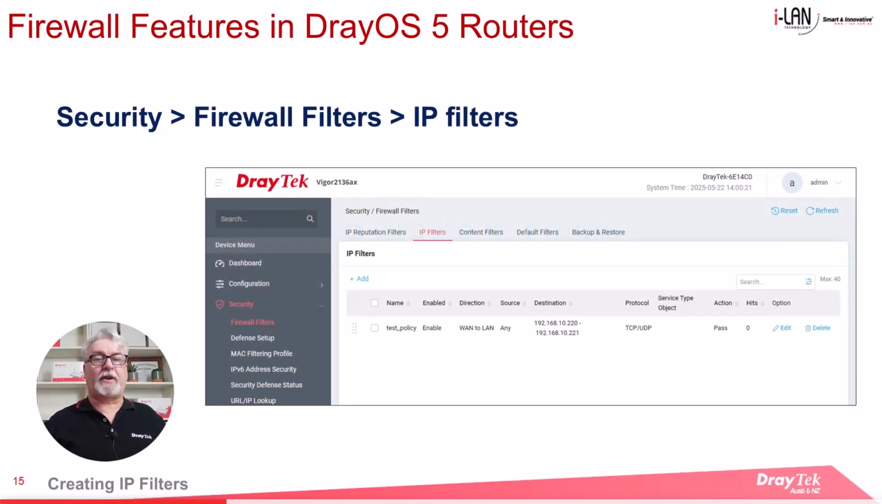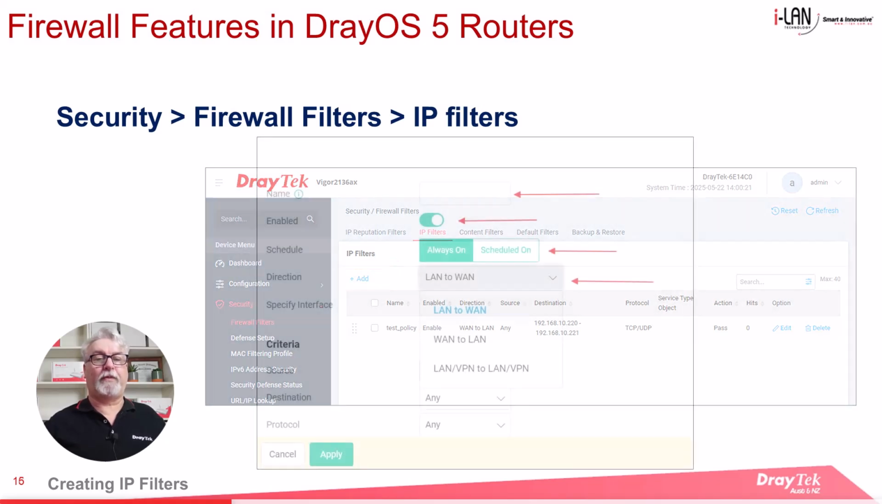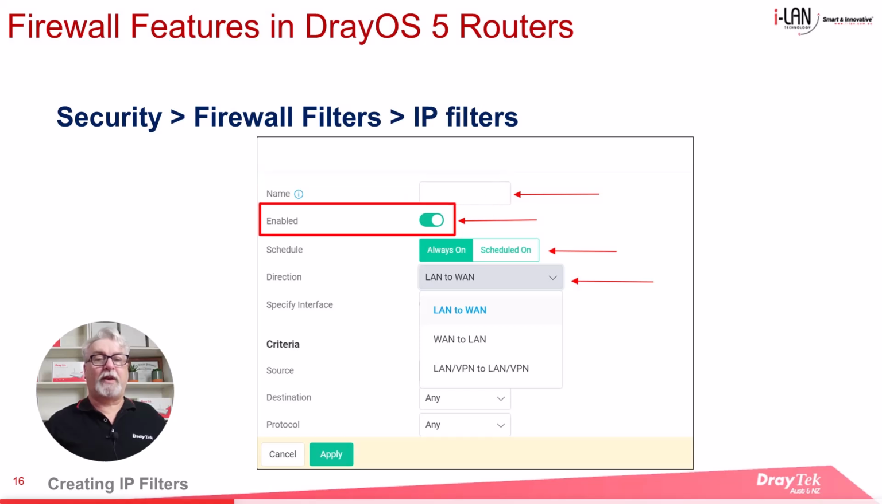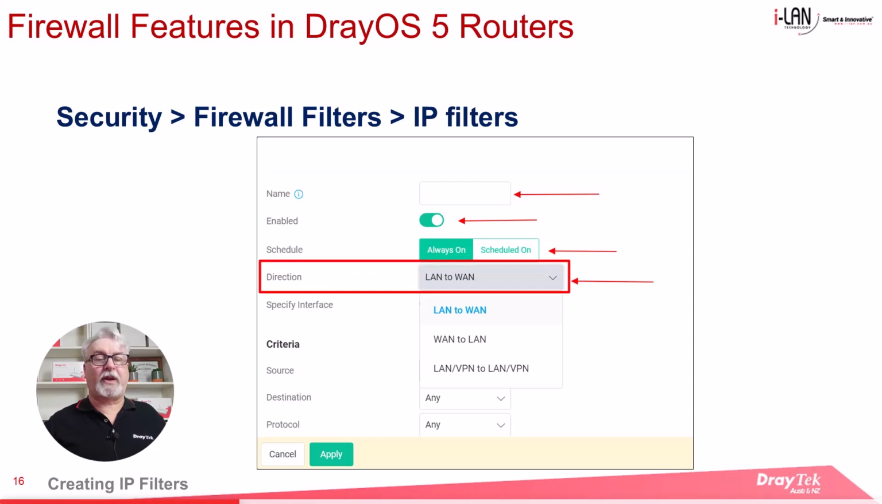The first step is to go to the Security, Firewall Filters, IP Filters menu page in the router and click on +add to add the IP filter rule. Now enter a name for the profile and make sure it's enabled. The IP filter rules can be always on so they apply at all times, or scheduled so that they only work at specific times. Then specify the direction of traffic flow to which this filter rule applies.